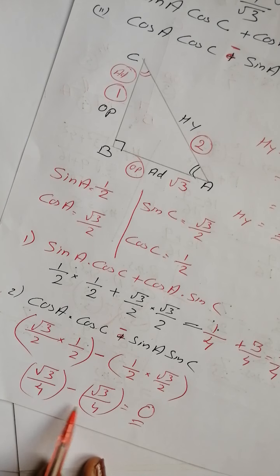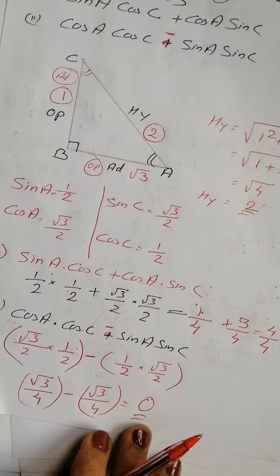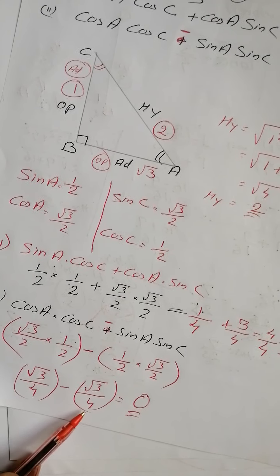Now if it was plus, what will you get? Root 3 by 4 plus root 3 by 4. So you will get 2 root 3 by 4. Got it? I want to teach both plus and minus, so I have changed the sign. Clear up till here? Now next question. This I am taking from NCERT. That's why I don't want to change the question.